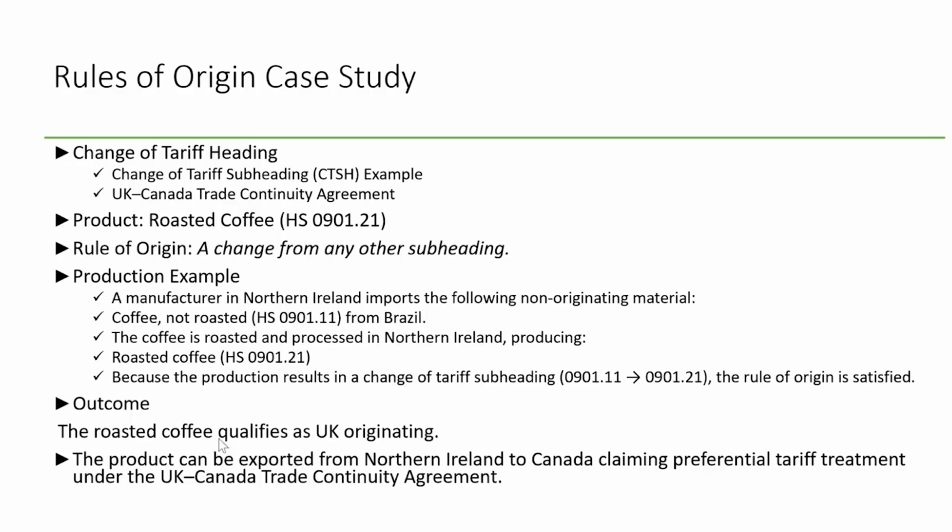The roasted coffee qualifies as UK originating, so then that producer in Northern Ireland can roast that coffee and send it to Canada under the UK-Canada agreement and claim that it's originating. When it arrives in Canada, the importer, providing the exporter has given them proof, can claim preference for it and not pay any duty.